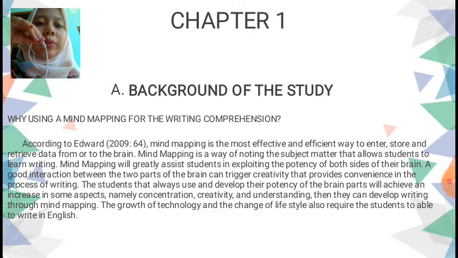A good interaction between the two parts of the brain can trigger creativity that provides convenience in the process of writing. The students that always use and develop their potential of the brain will achieve an increase in some aspects, namely concentration, creativity, and understanding. Then they can develop writing through mind mapping. The growth of technology and the change of lifestyle also require the students to be able to write in English.